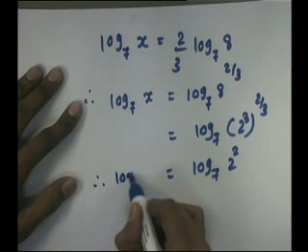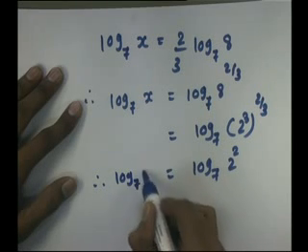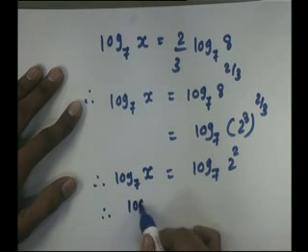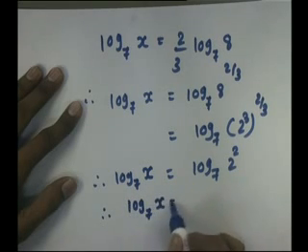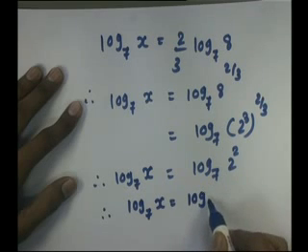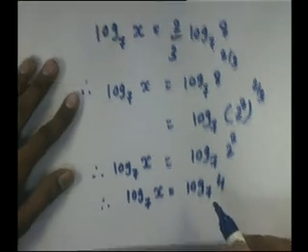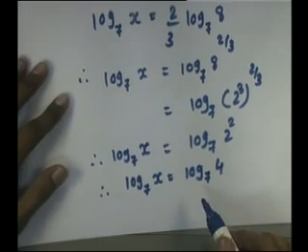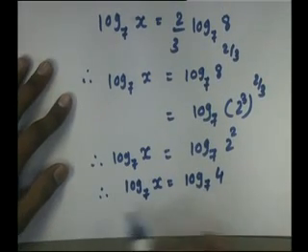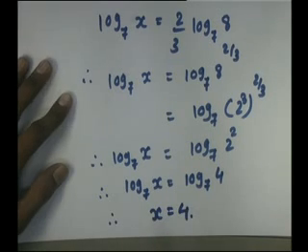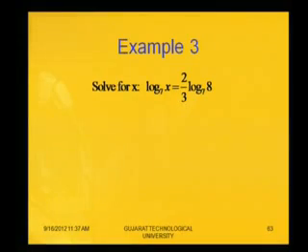Equal to log base 7 of x. So log base 7 of x equals log base 7 of 4. Here the base is the same, so we can compare the arguments on both sides. So the value of x is 4. Now we will discuss on presentation.